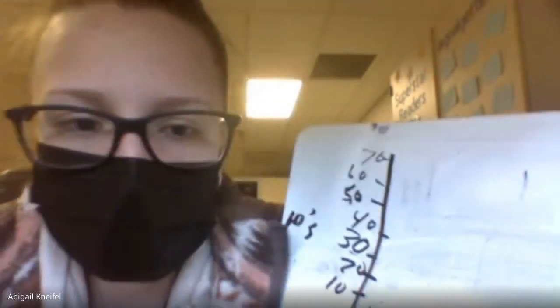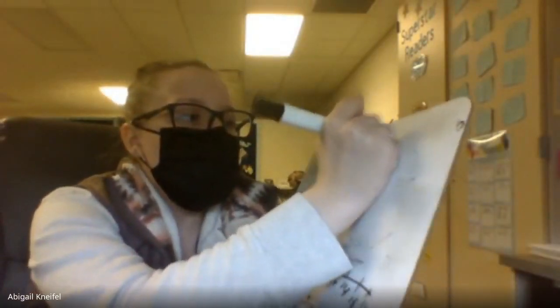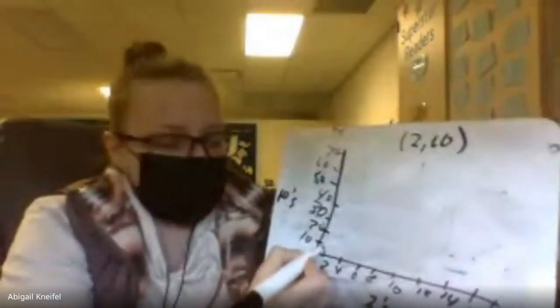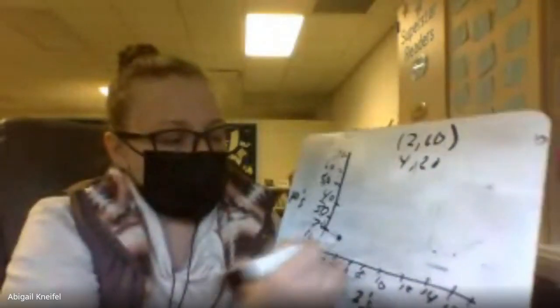So I'm just going to say some numbers and I'm going to graph them while you watch me, okay? So if I gave myself the number, remember we go over then up. If I gave myself 2, 10, I would go over to 2, up to 10. If I had 4, 20, I would go over to 4, up to 20. If I had 6, 30, I would go over 6, up to 30.